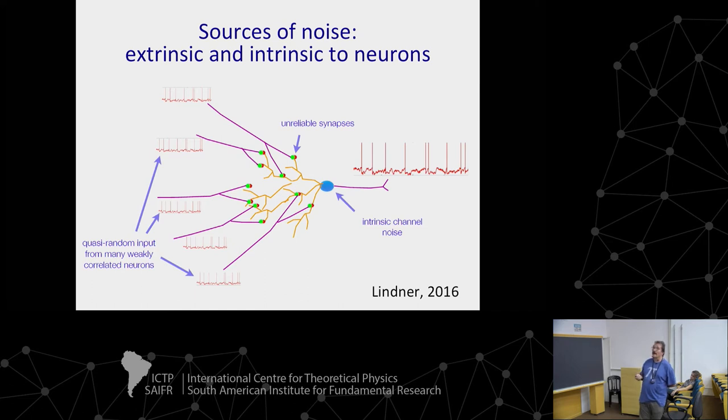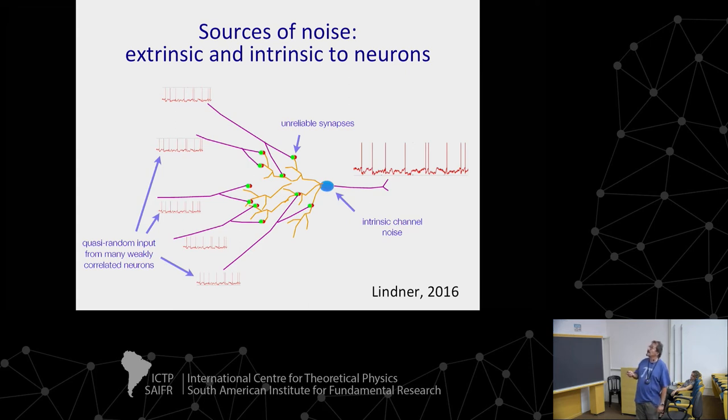Also, you have unreliable synapses. Synapses are also controlled by receptors, which are channels, and also controlled by release of neurotransmitters in the synaptic cleft. And they are quantized, so they come in packages. The number of neurotransmitters per vesicle varies from one to another. So whenever a vesicle fuses with the membrane and releases neurotransmitter in the synaptic cleft, the number varies. So this is noise; the synapses are unreliable.